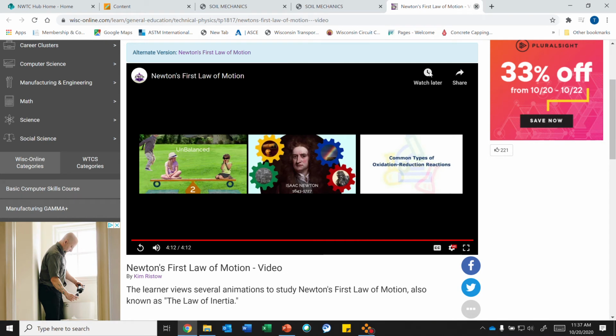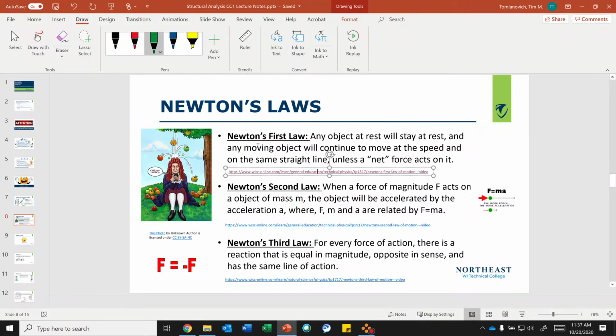All right, Newton's first law. Any object at rest will stay at rest, and any moving object will continue to move at the same speed in the same straight line unless a net force acts on it. Why is that important?